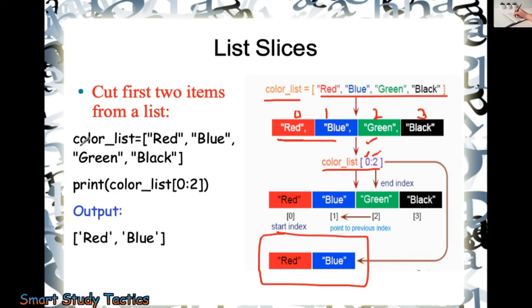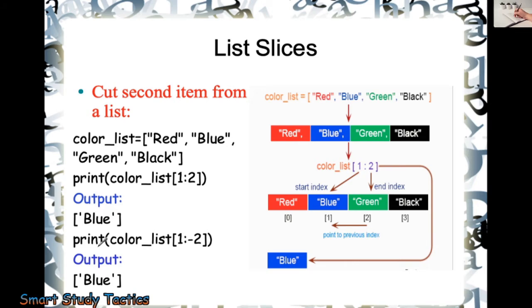So here is the program. Color list equals red, blue, green and black, and here we print the list and slice the value 0 to 2. You must be clear about the index value. If you have not understood what the index value is, please see the previous video, list part 1. So here is the output, red and blue. This is the first method when you want to take two items.